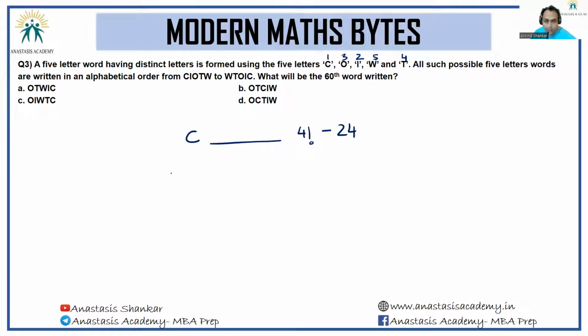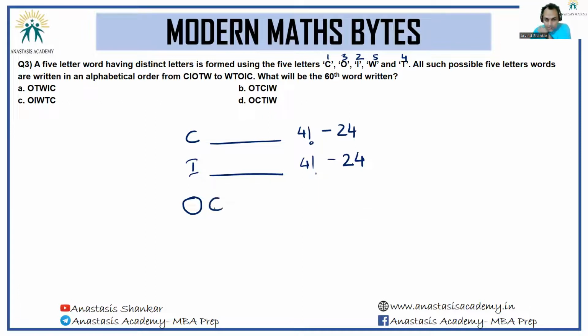ways. If I fix I at the beginning, the remaining 4 letters can come in 4 factorial or 24 ways. O would be the next case, and O is what I want, because if I do 24, 24, 24, I will cross the threshold of 60. I just need till 60.